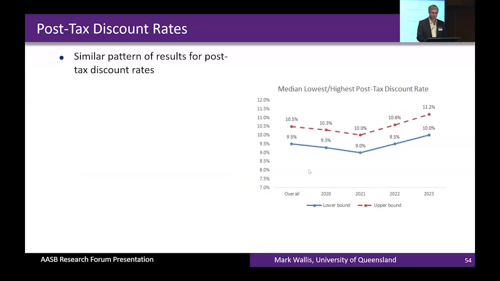Post-tax discount rates, so these are kind of comparable to WACC. So these sort of make sense to me. You can see 9.5 to 10.5. So when I worked in finance, the joke was WACC is 10% plus or minus 2%. So I'm glad to see 10% is about the median. And you can see again a fairly modest increase in discount rates between 2021 and 2023.